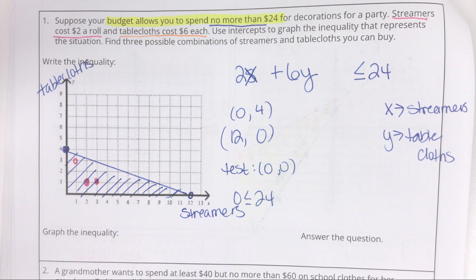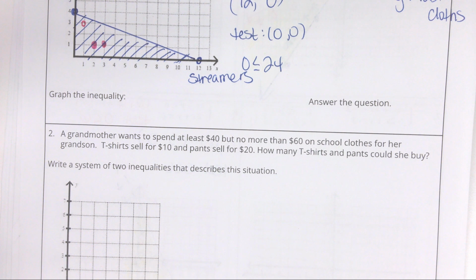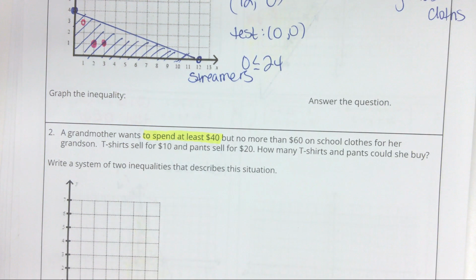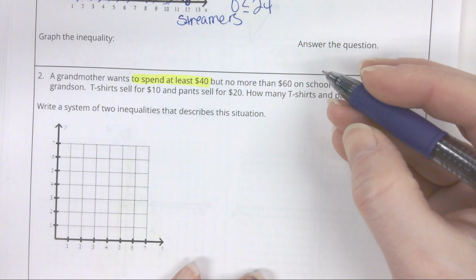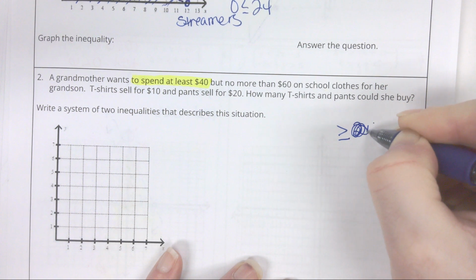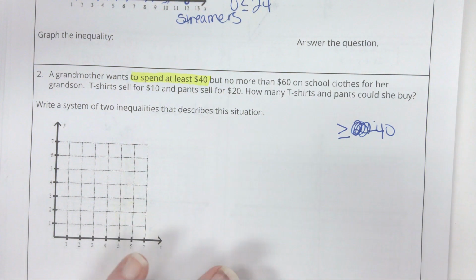Okay, so let's take a look at this one. So where I'm going to get my 2 inequalities is from the grandmother's budget. So I'm going to write 2 inequalities. One of them is that she wants to spend at least $40. So at least means more than, right? I know, this must be old. $40 doesn't get you much anymore, but hey, it's something. So she wants to be at least 40. So I'm going to write greater than or equal to 40. And no more than 60.